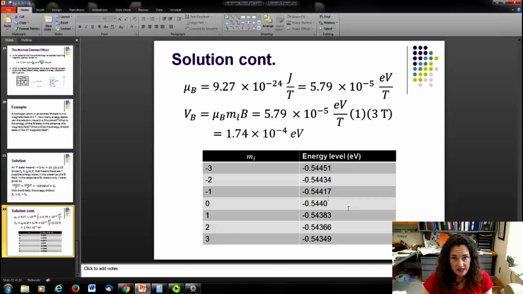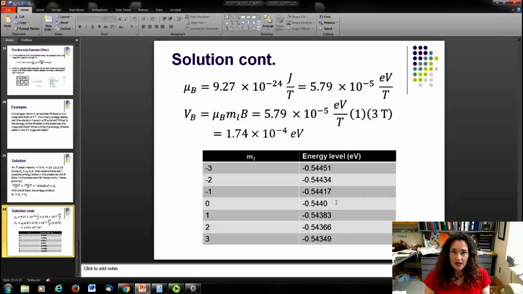Now you can see that there's 7 different energy levels here, but they only differ by 1/10,000th of an eV. So you can see why it took them a while to discover this problem with the Bohr model of an atom. You have to have a really good spectrometer in order to see this splitting. It's a very fine sort of splitting, but once you get a spectrometer that's good enough, you can see it. And it's there, it's obvious.